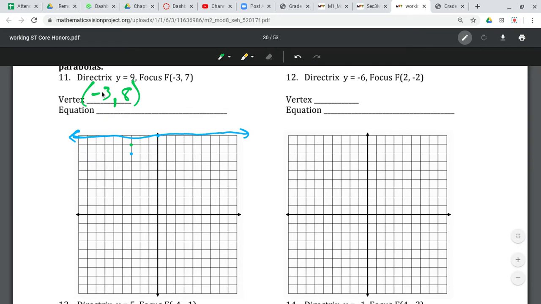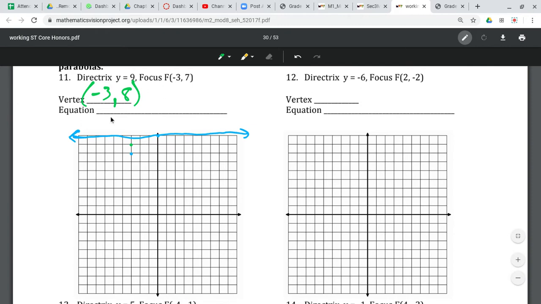Remember, when we have our focus, the focus and the vertex are always going to have the same x value when it's a parabola that's facing up or facing down. We will eventually get into parabolas that open left and right. But for right now, we're just dealing with the up and down ones.